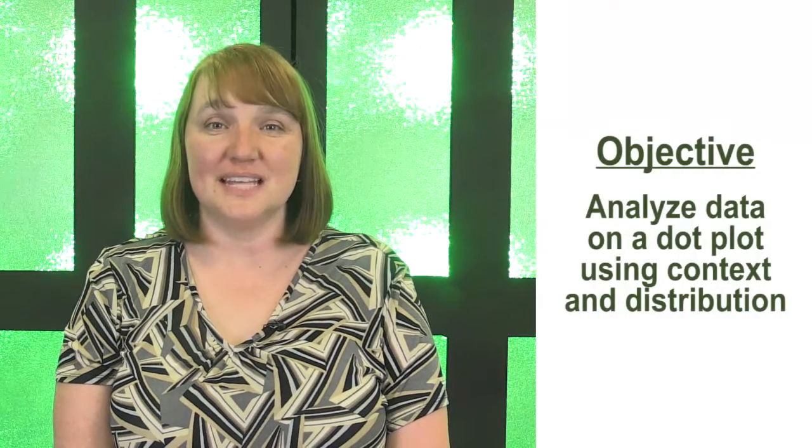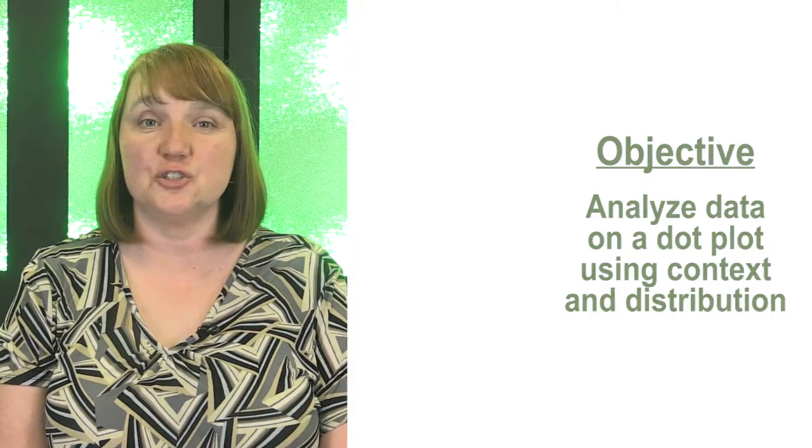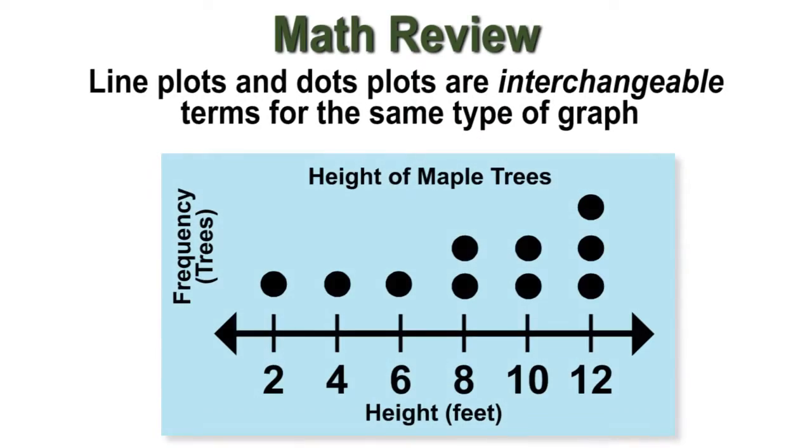The objective of this lesson is to analyze data on a dot plot using context and distribution. Line plots and dot plots are interchangeable terms for the same type of graph. Graphs are tools used by statisticians to analyze data. Line plots and dot plots may show the data using a dot or an X over a number line.